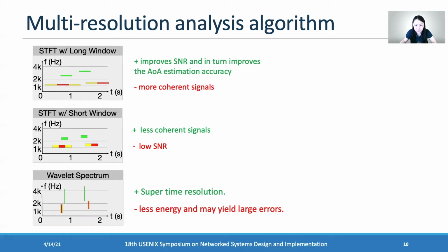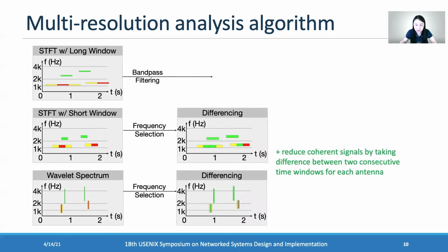For these short time windows, we further reduce coherence by taking the difference between two consecutive time windows for each microphone. All these branches are complementary to each other. In addition, the frequency of voice signals varies unpredictably over time. It's challenging to determine a fixed time window or frequency bin, so we will take advantage of them all.